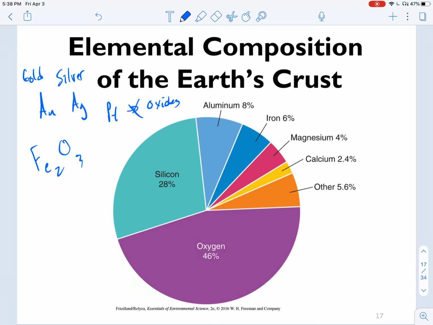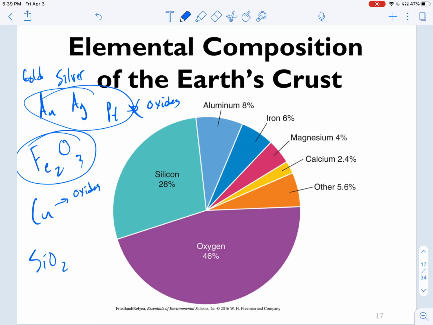So they actually are in the earth straight up. Copper does form oxides, but you can also find some pure copper out there. But these are really the ones you would find pure, but most of the time we find metals in oxides. So silicon, SiO2, basically all that sand that we see on the beach, all the sandy material, it's mostly just silicon dioxide. So most of the material in there is silicon and oxygen.